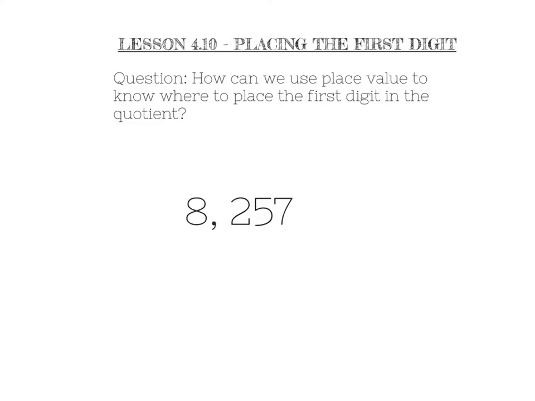Well, and this is going back to chapter 1, we know that the 8 is going to be in the thousands. Awesome. And we know the 2, where's the 2 going to be? Hundreds. Good. The 5 is going to be in the tens. Perfect. And the 7 is going to be in the ones. Outstanding. So that is place value.